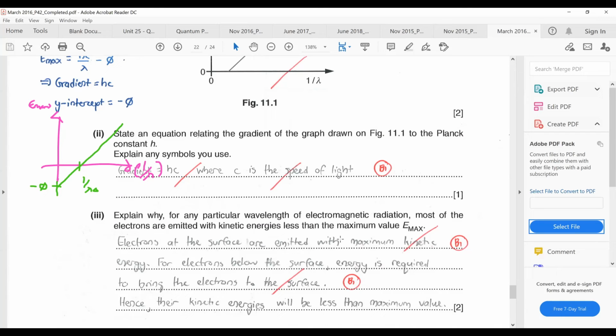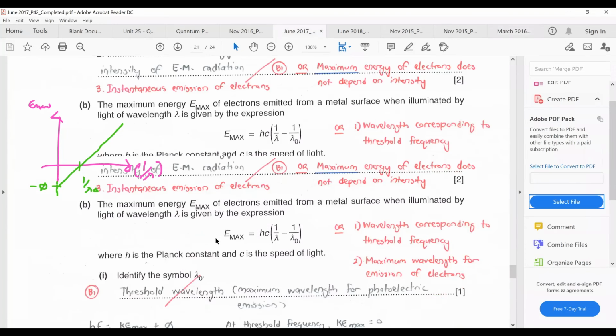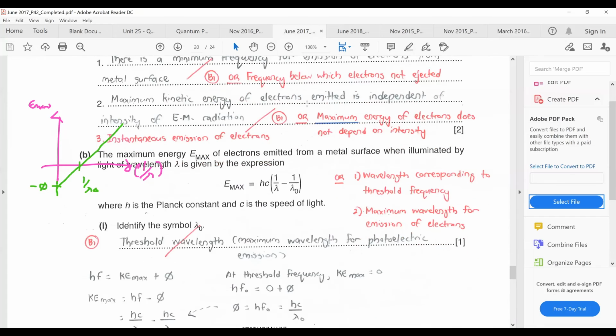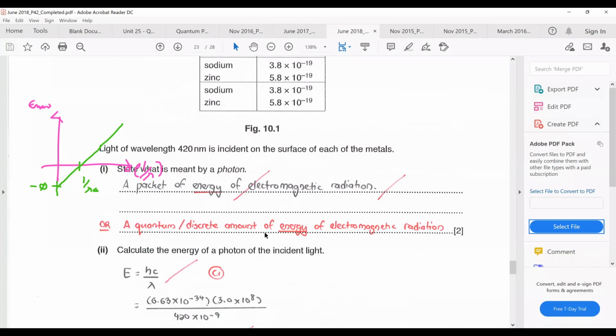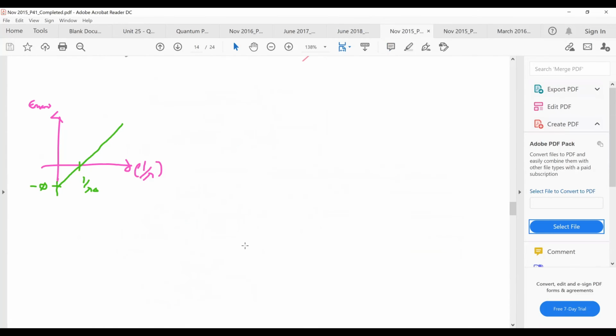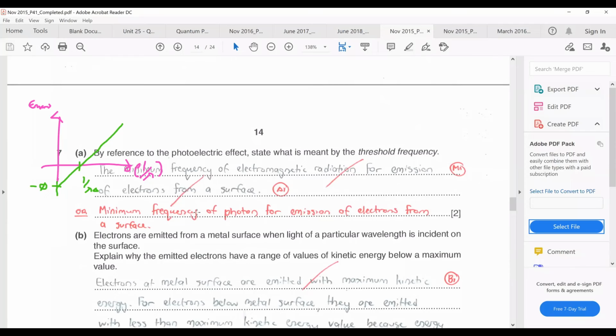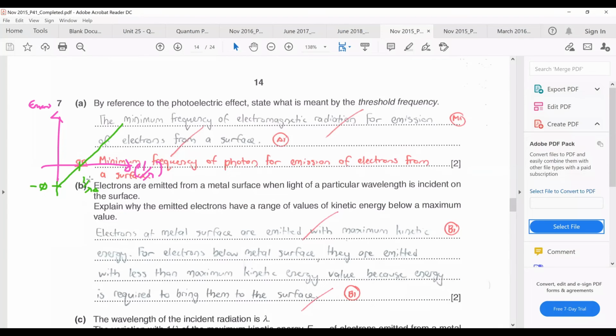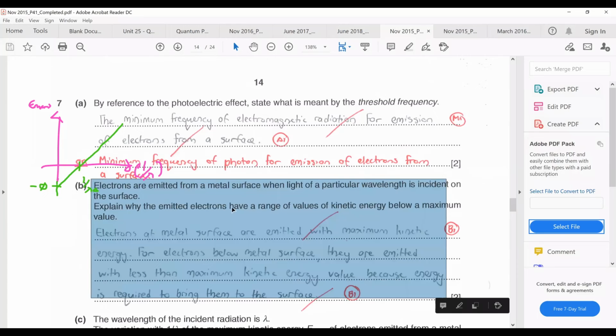Okay, so for part 3, they ask you to explain why for a particular wavelength of EM radiation, most of the electrons are emitted with kinetic energies less than the maximum value of Emax. This one we've actually done already in some part. There was a question just now that relates to this. Let me see where it is. Yeah, the November 15 P41. We've actually done a similar question.